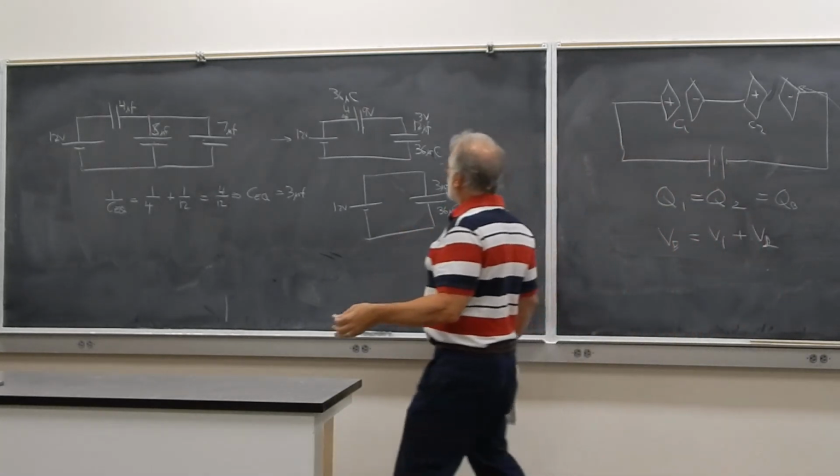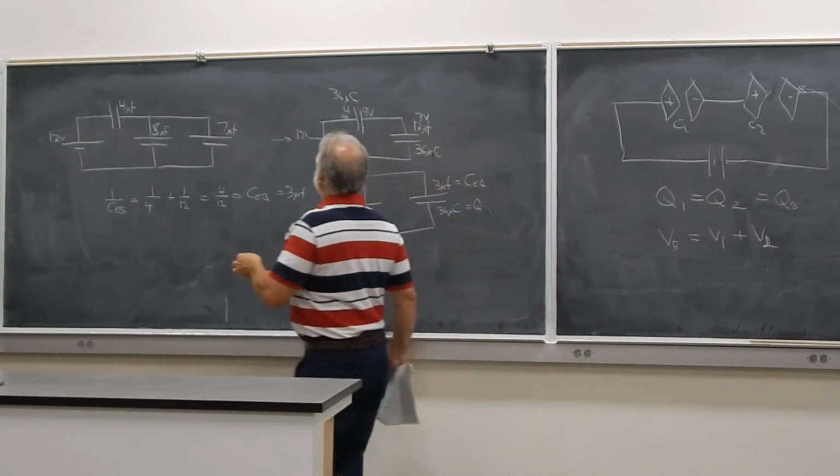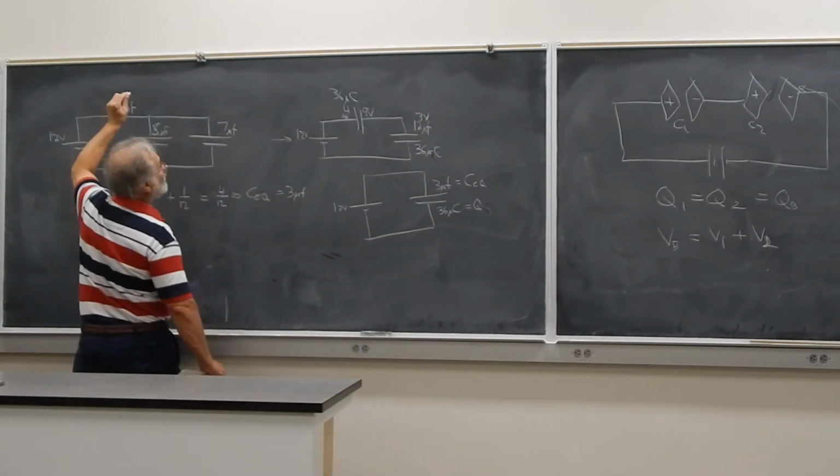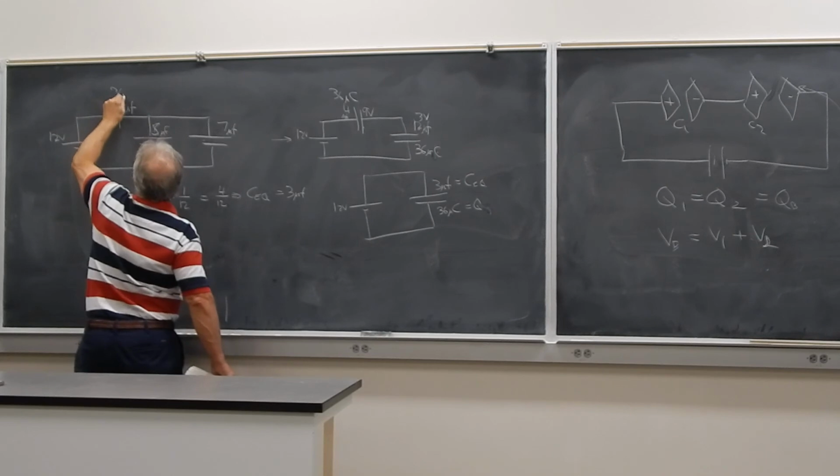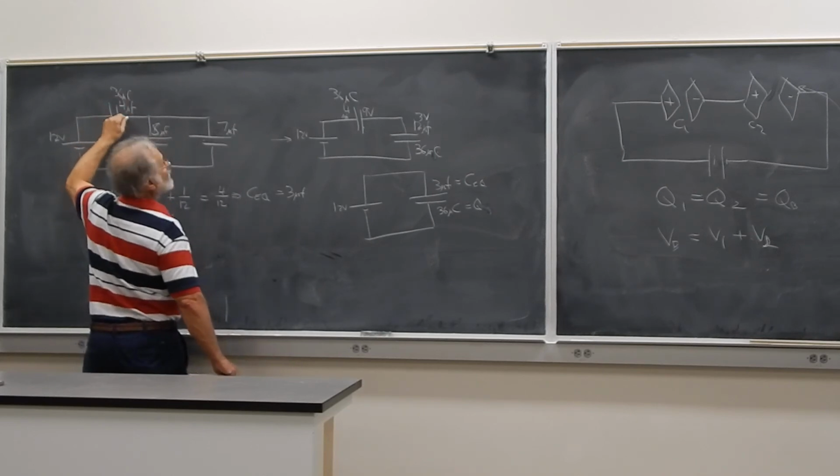It adds up to the voltage coming out of the battery. I'll go back one more step. I notice that my 4 is fine. I'll leave it alone, so this is 36 microcoulombs. This is 9 volts.